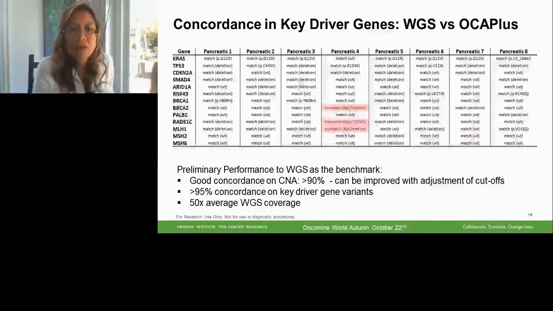We then looked at the concordance in key driver genes, based on the initial pancreatic data, again whole genome sequencing versus OCAplus. We're really happy to see over 95% concordance in terms of copy number, as well as concordance on the key driver variants relevant to pancreatic cancer. I remind you that the depth of coverage for the whole genome sequencing is on average 50x.